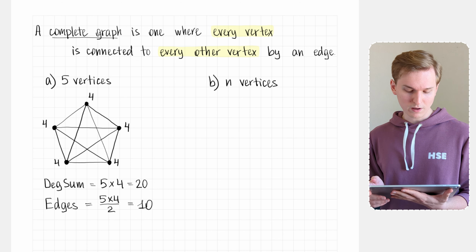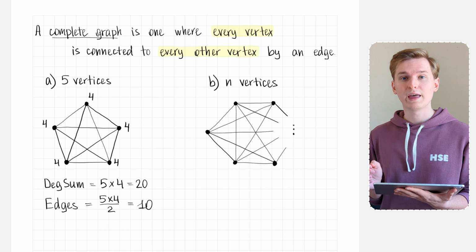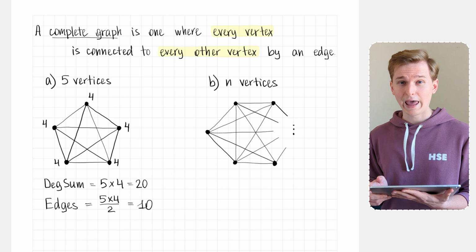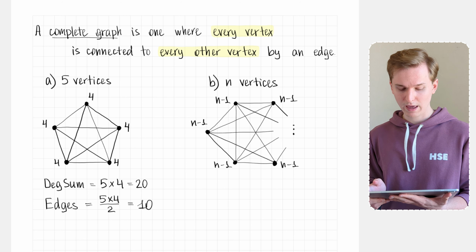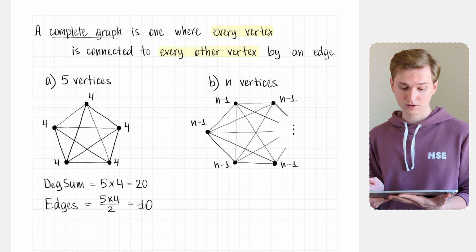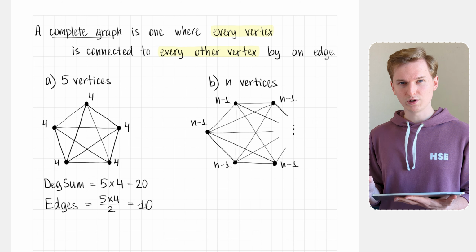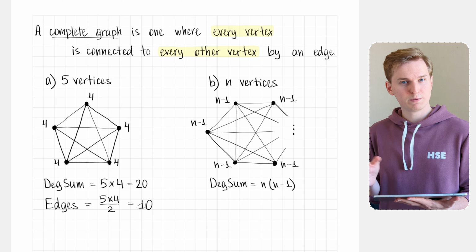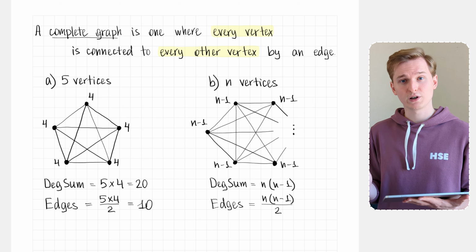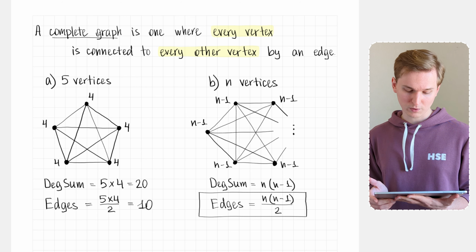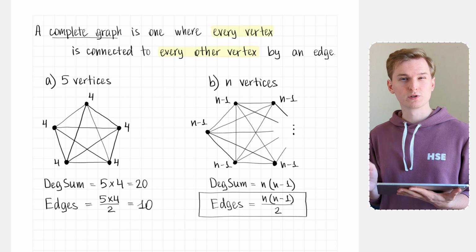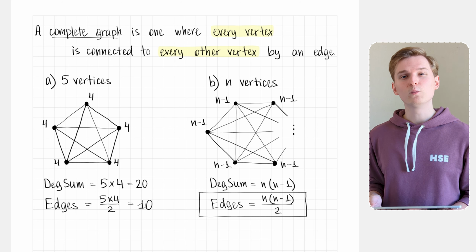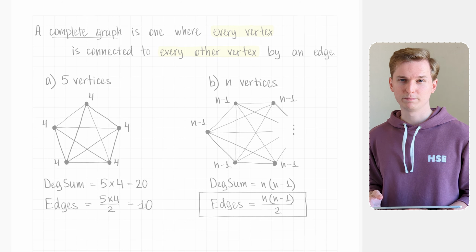Now, for part B, we have a complete graph with n vertices. Here, each vertex connects to n-1 others. There are n vertices. The total sum of degrees is n times n-1, and dividing by 2, since each edge was counted twice, we get the formula. The number of edges equals n times n-1 over 2. This formula will come in handy in the next problem.